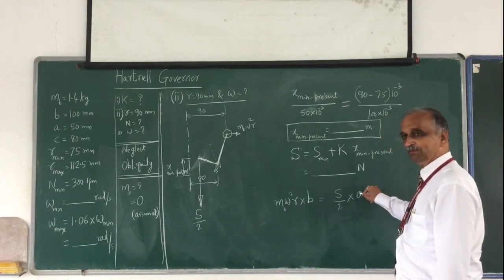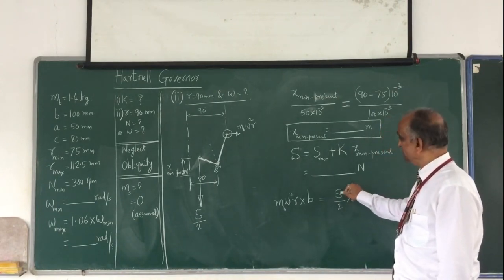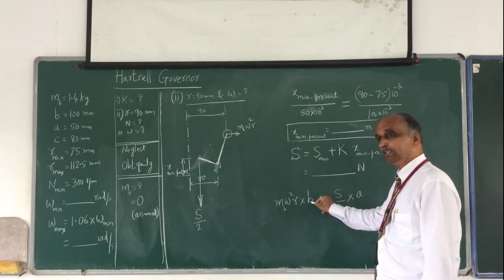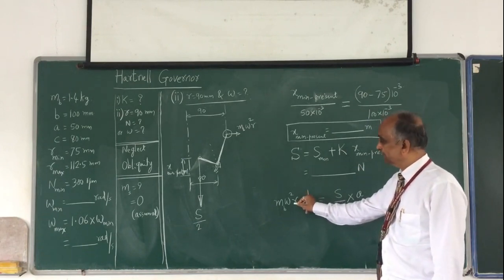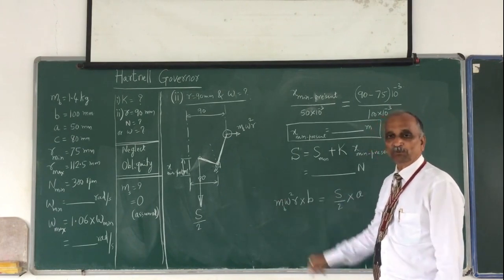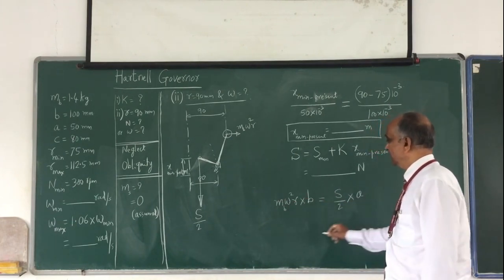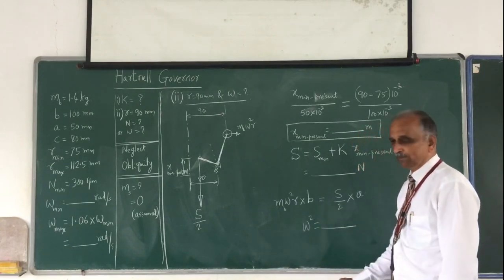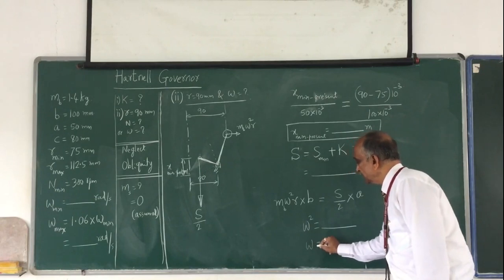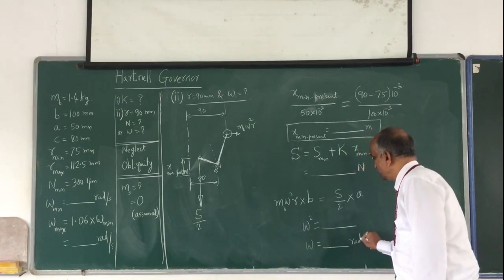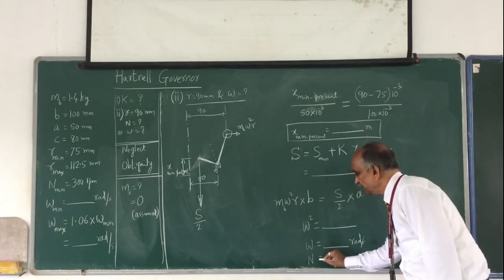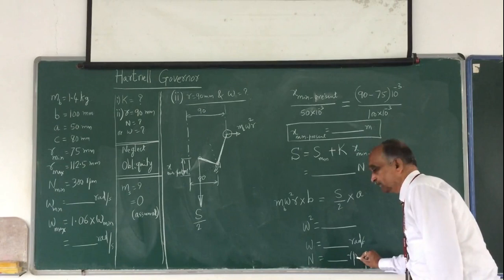A is 50 mm, 50 into 10 raised to minus 3. S is so many newtons, which we have found out. This B is 100 into 10 raised to minus 3. I know R, 90 into 10 raised to minus 3. Omega square is unknown. MB is 1.4 kg. All the things are known except omega. So from this you find out omega square, then take the square root and you find out omega, so many radians per second. And from this omega, I wish you to find out N in RPM.